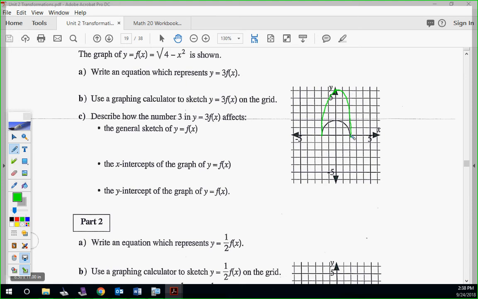Describe the number 3 in the function, how it affects. So it affects it by a vertical stretch factor of 3 about the x-axis. It's like about the x-axis, so it didn't flip or anything. The x-intercepts stayed the same. The y-intercept went from 2 to 6, so it was multiplied by a factor of 3.